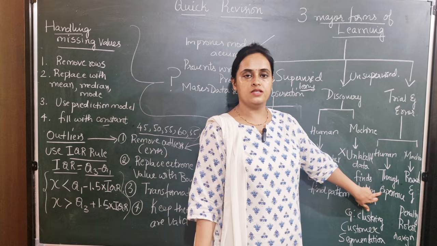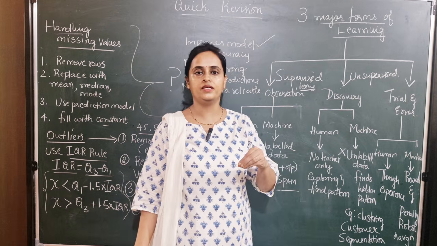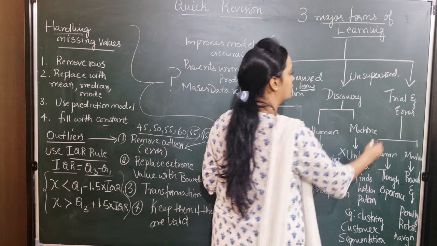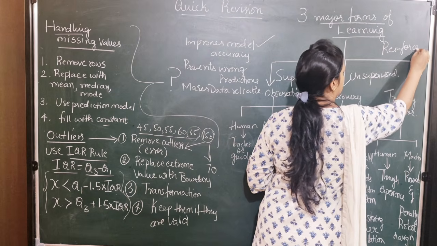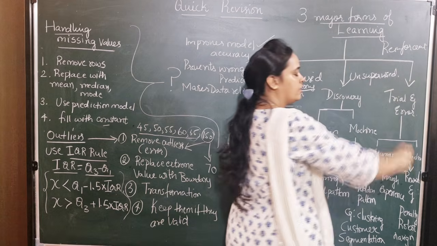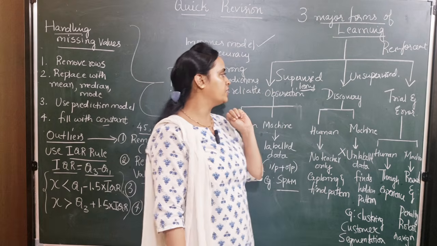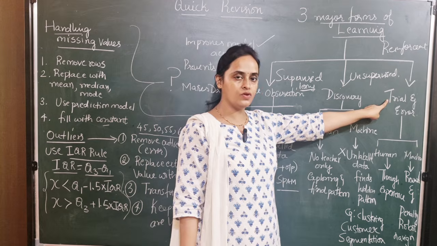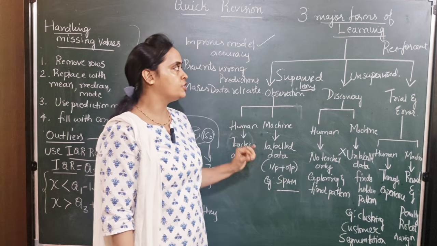Learning through experience, learning through feedback, like through reward and penalty, comes under reinforcement learning. So now the three types of machine learning techniques are supervised learning, unsupervised learning, and reinforcement learning. These are the three major machine learning techniques.